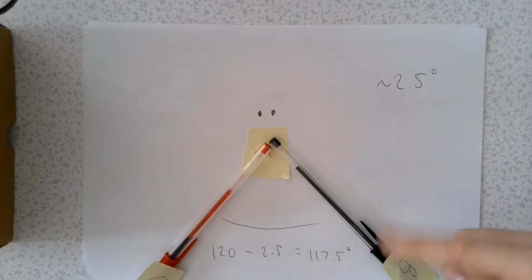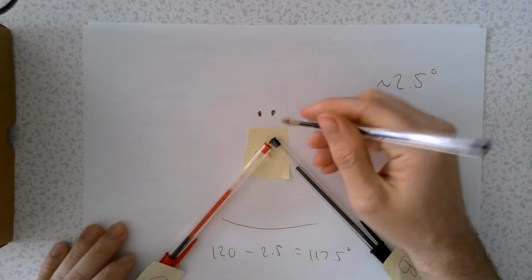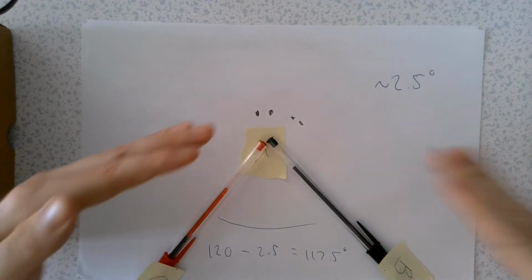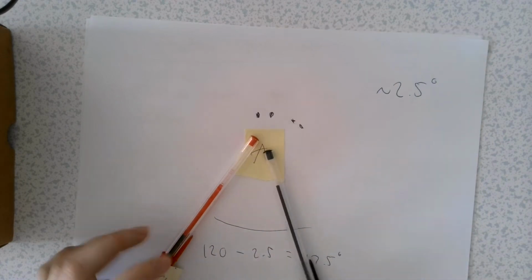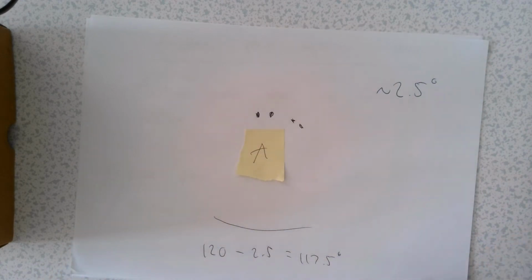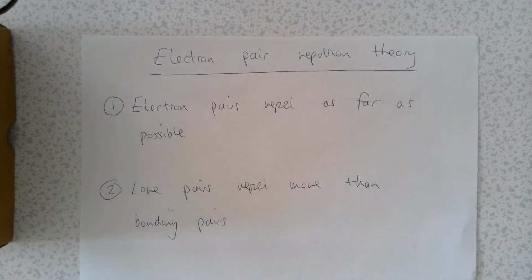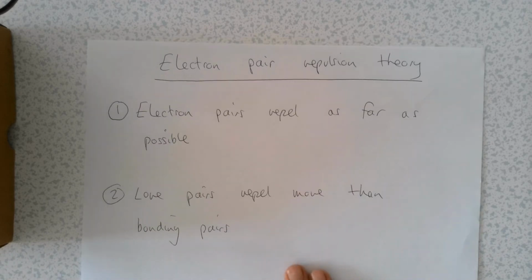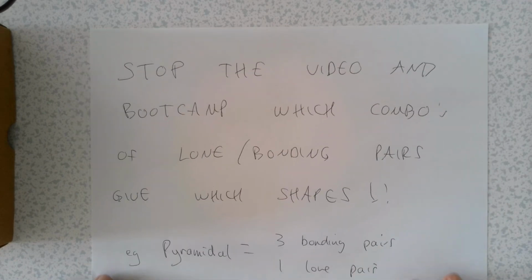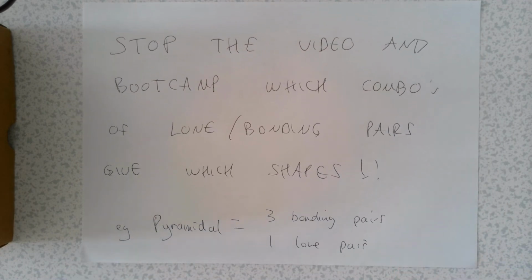Okay, if I had a second lone pair, so if I had another lone pair here, well, that would push it even closer together, because now you get more repulsion. Okay, so that's electron pair repulsion theory. This is something you need to have on a flashcard and you need to boot camp. Okay, this is going to be important when we come to that exam question at the end. Okay, so in a second, we're going to look at some examples of some shapes. I'm going to get you to try and figure out what shape they are.